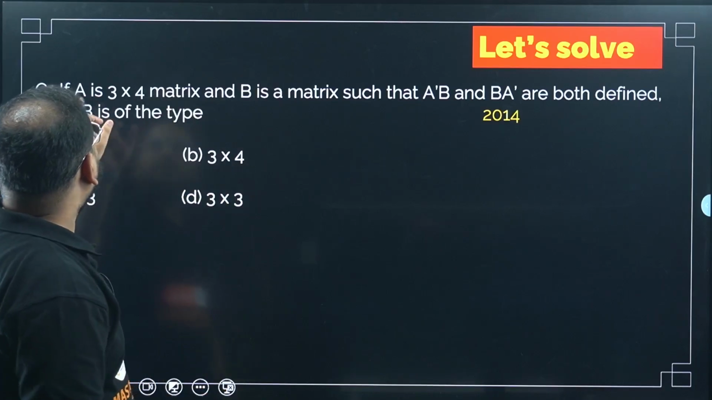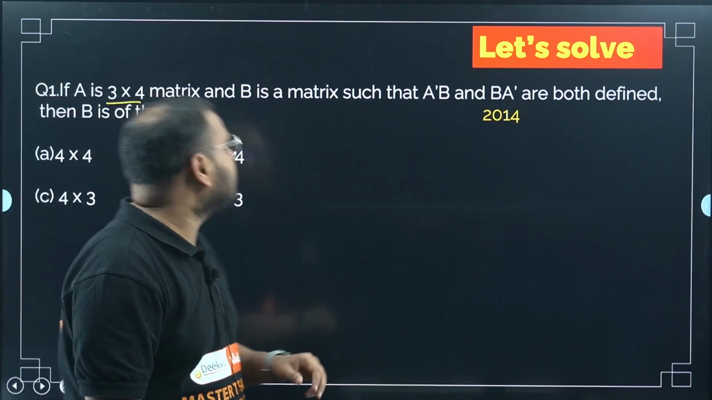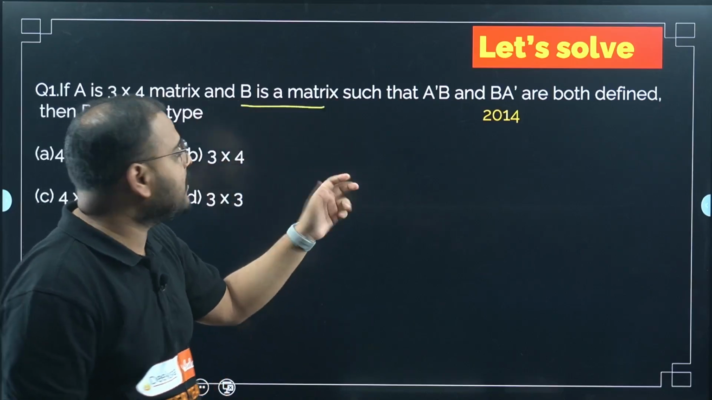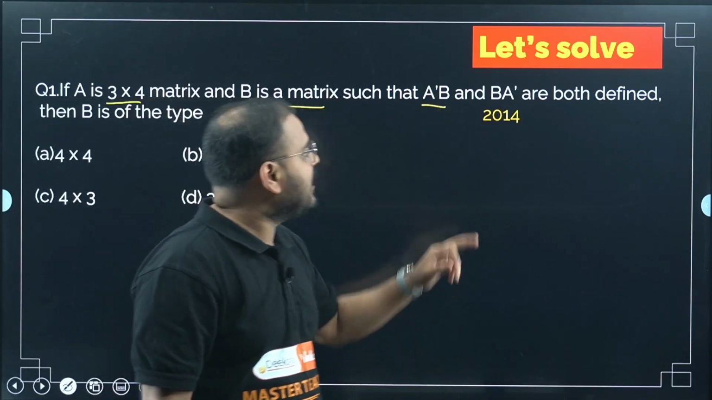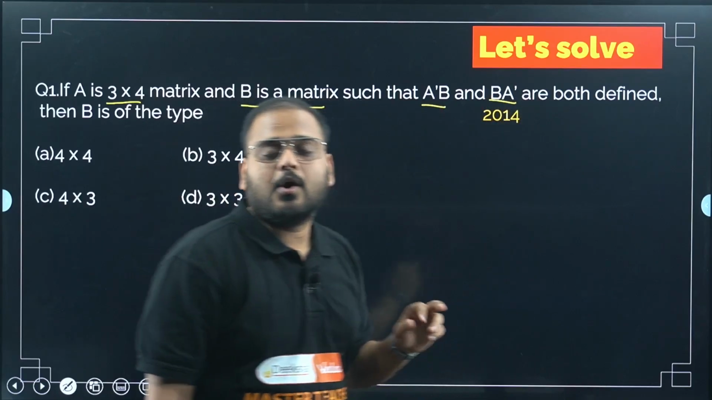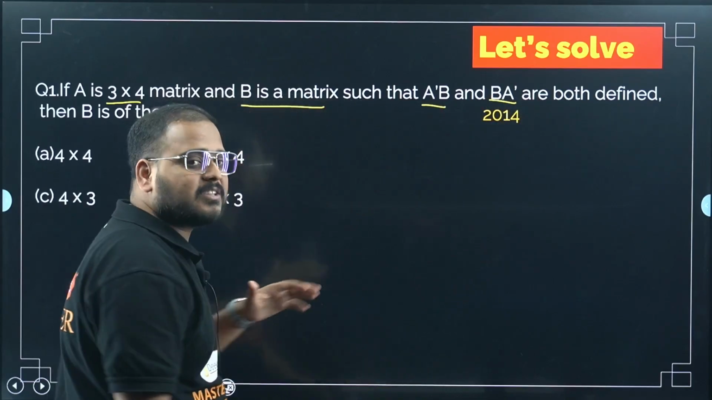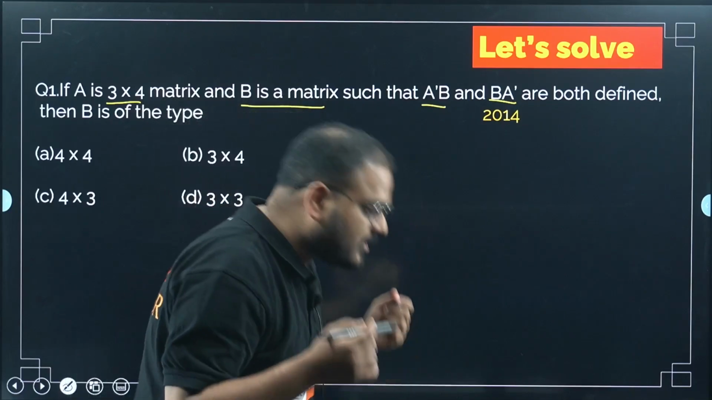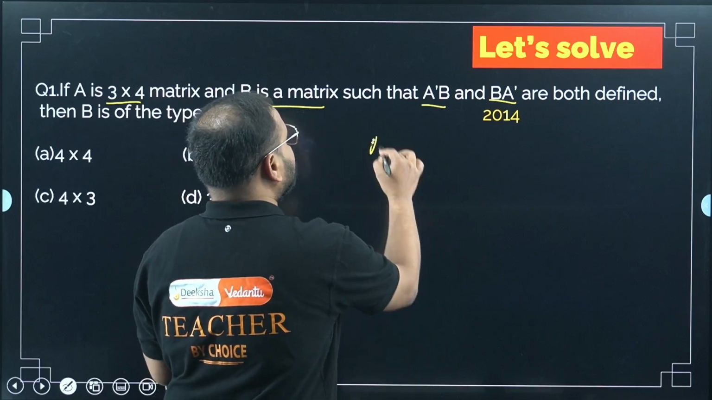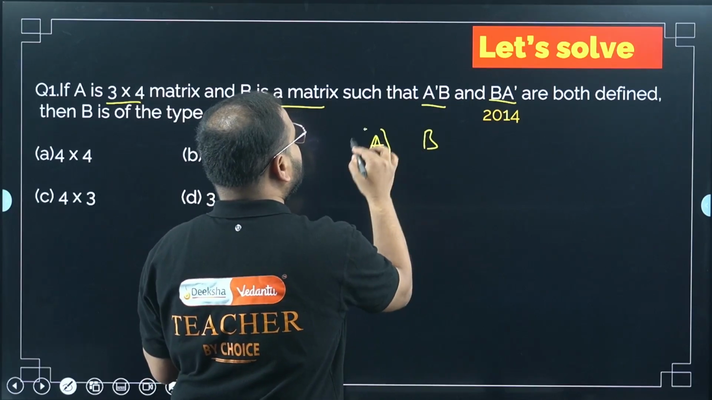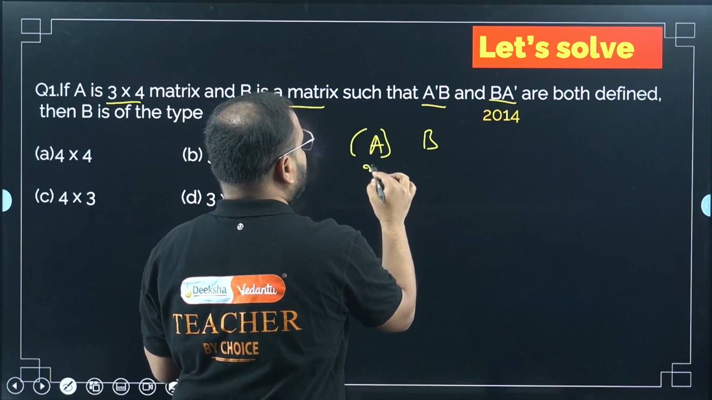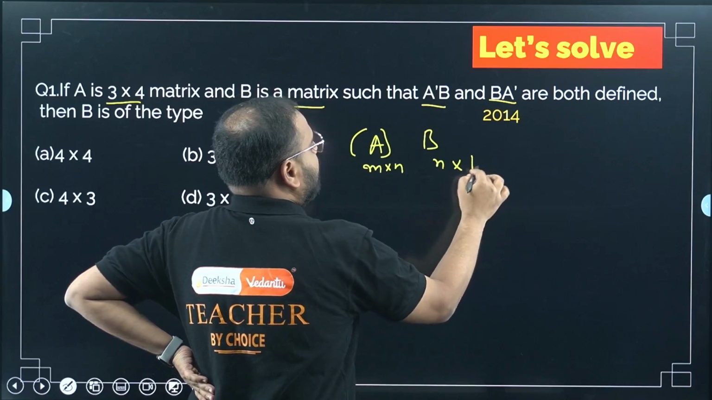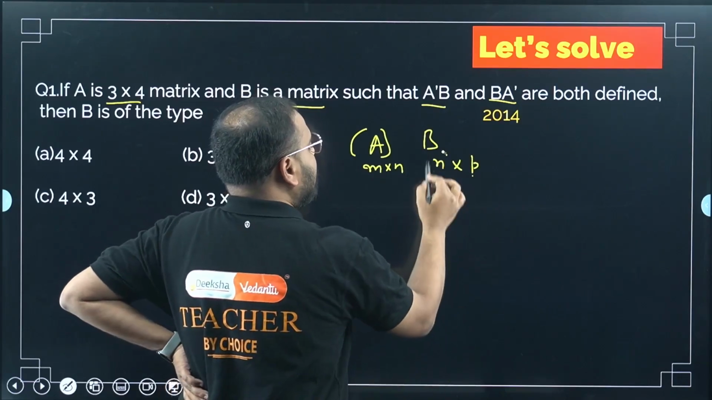So okay, let's look at this question. They're saying that if A is a 3x4 matrix, and B is a matrix whose order is not given, such that A transpose B and B A transpose are both defined. What's the meaning of the statement, bacha? Defined means multiplication has to be valid. What is the necessary condition for multiplication? If I'm multiplying A and B, whatever the order of A is, if it is m cross n, then B has to start from n. Whatever is the second number doesn't matter, but this has to be n, alright?